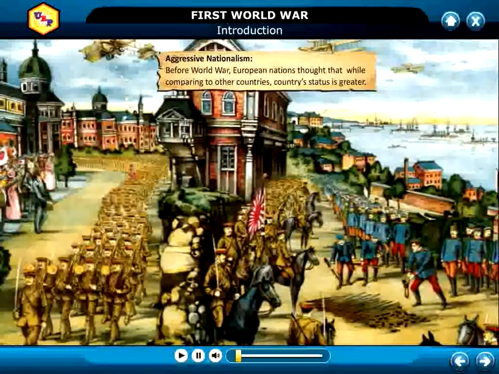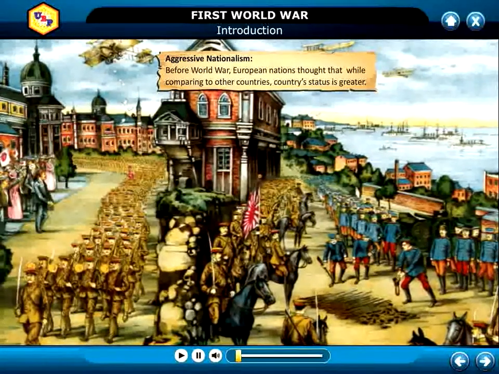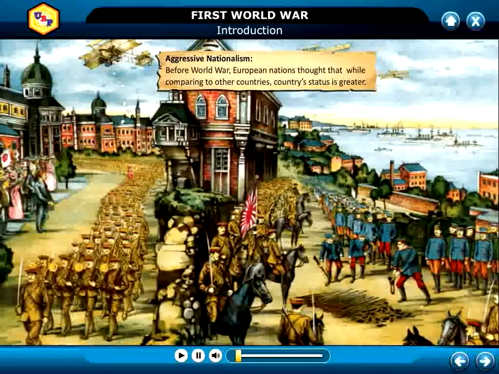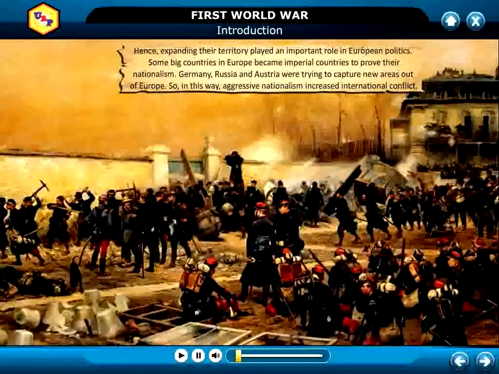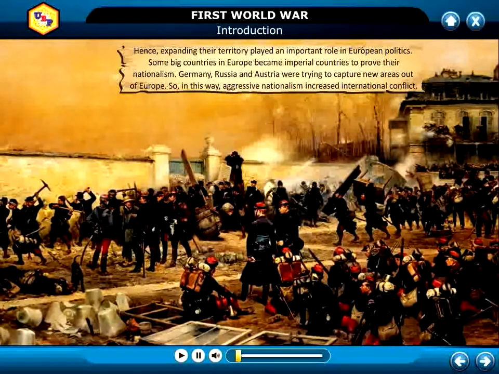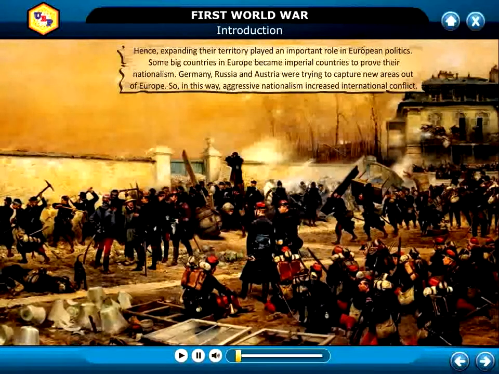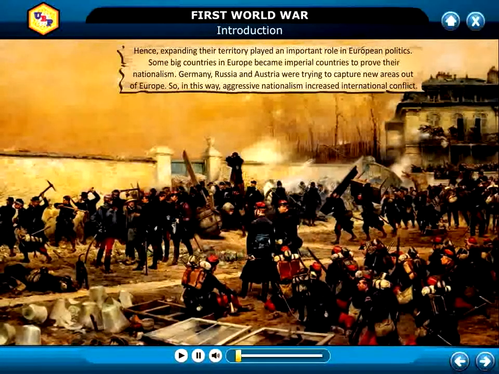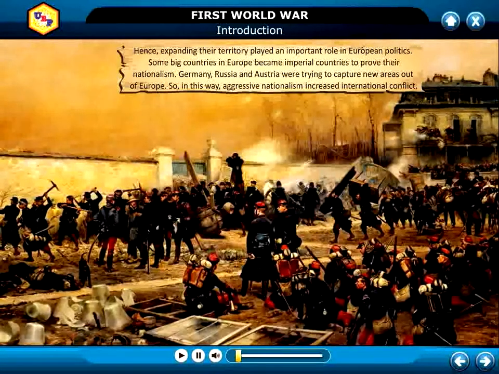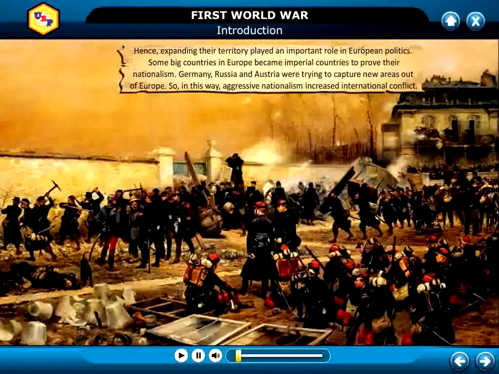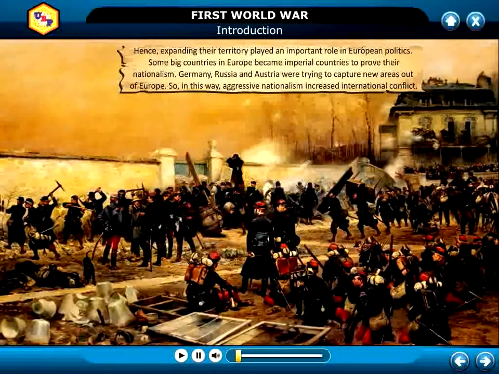Aggressive nationalism. Before World War, European nations thought that their status was greater when compared to other countries. Hence, expanding their territories played an important role in European politics. Some big countries in Europe became imperial countries to prove their nationalism. Germany, Russia and Austria were trying to capture new areas outside Europe. So, in this way, aggressive nationalism increased international conflict.